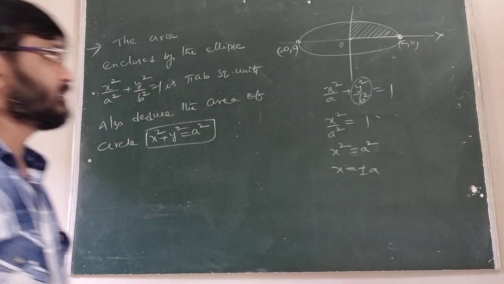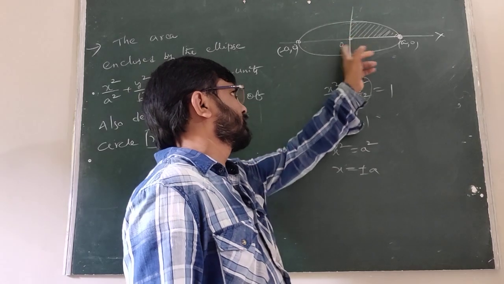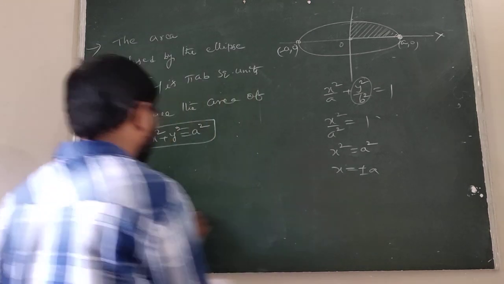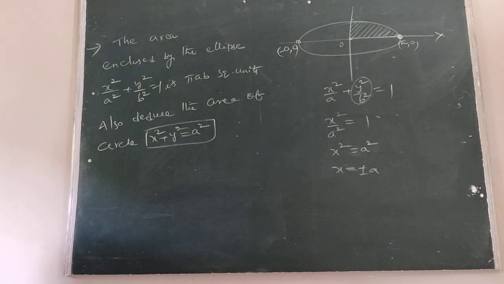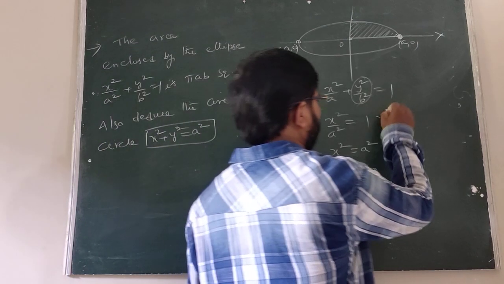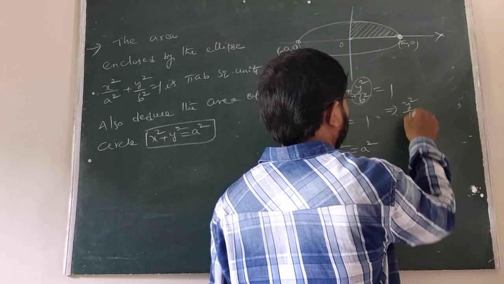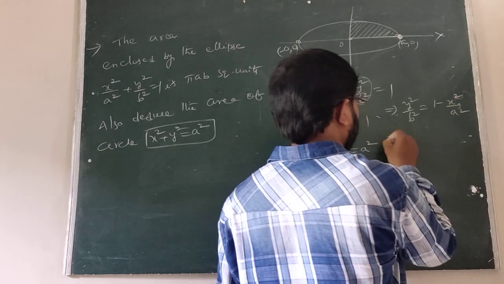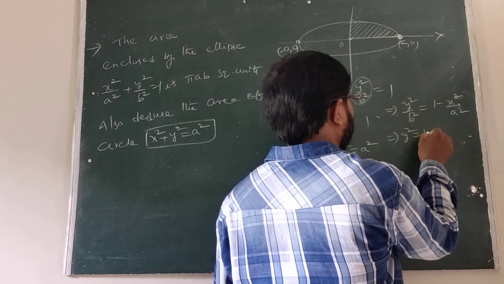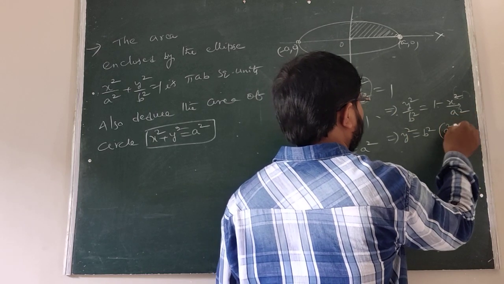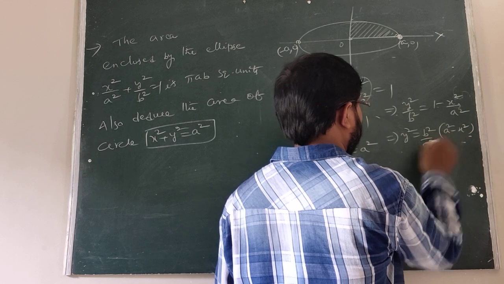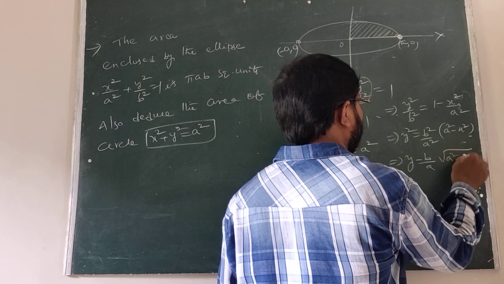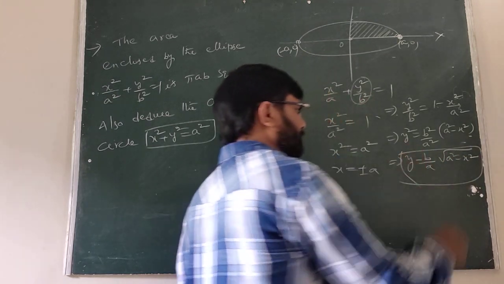Then the required area is q1 plus q2 plus q3 plus q4, which equals 4 times the first quadrant area. Therefore, for the required area, all of you listen here. At the same time, we have to take y square by b square equal to 1 minus x square by a square. Therefore, y square equal to b square times a square minus x square by a square. So y equals b by a under root of a square minus x square. This is the y.